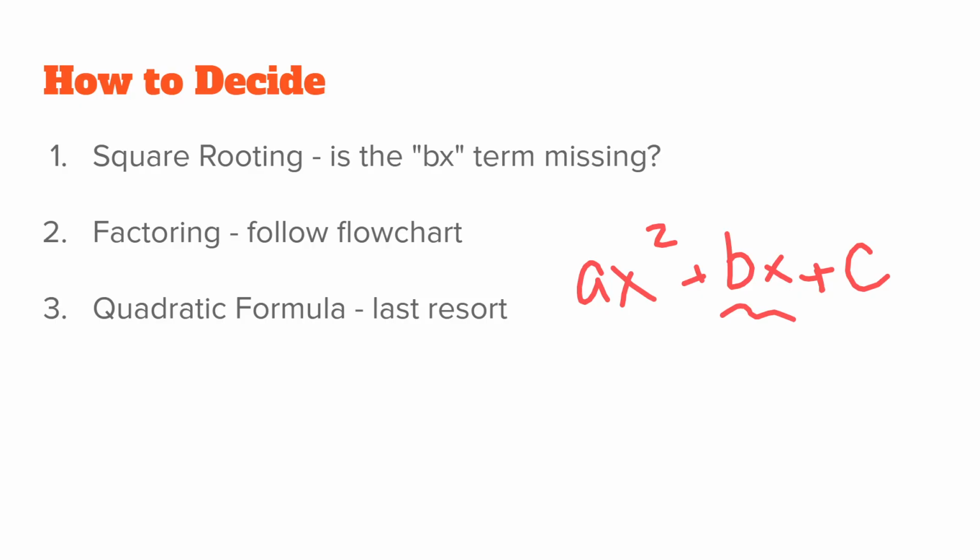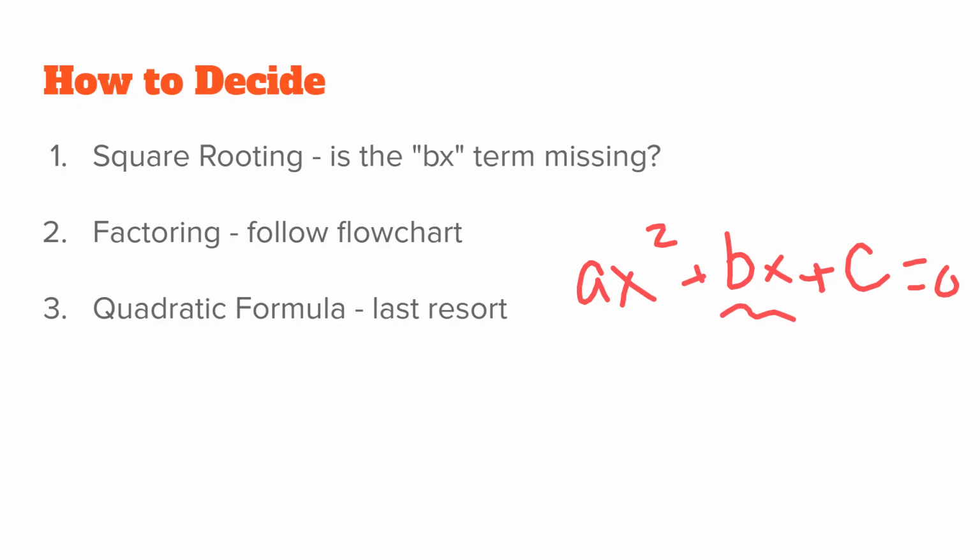Then I want you to take that equation, get everything to one side, and try factoring. If square rooting doesn't work, go to your factoring. Remember, for factoring, everything has to be on one side equal to 0 before you can factor. And you're just going to follow your flow chart to see if anything works.